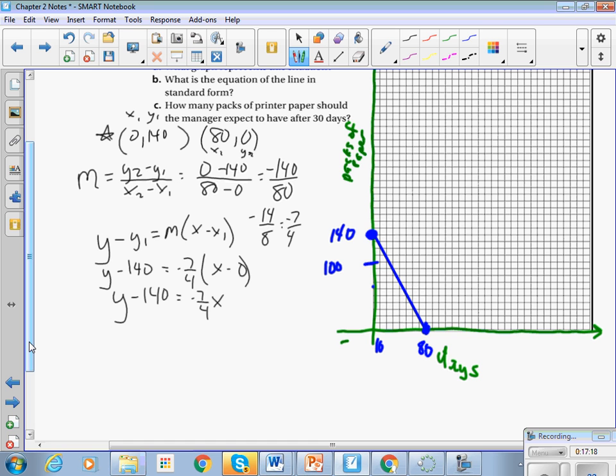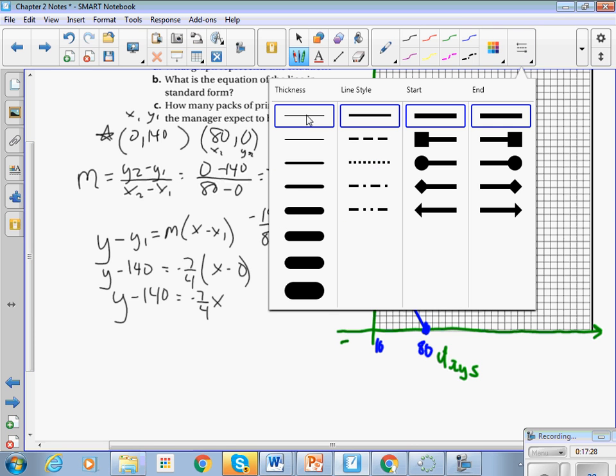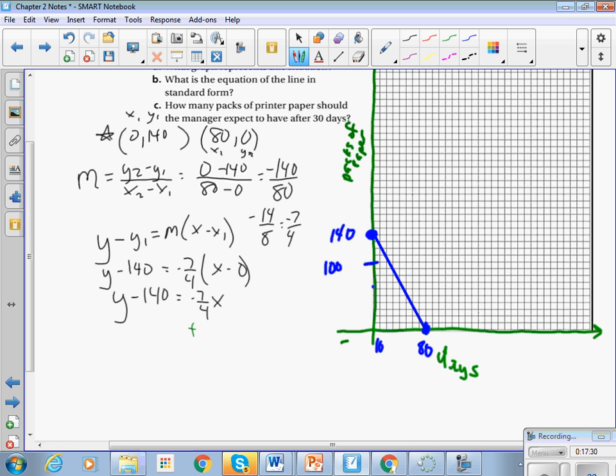To get it into general form, I'm going to move the 7/4 x over to the other side of the equation and move the 140 onto the right side of the equation. So I'm going to add 7/4 x and I'm going to add 140.